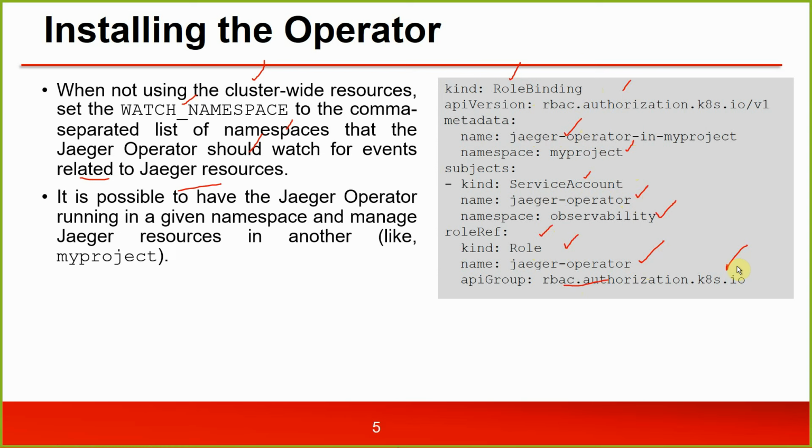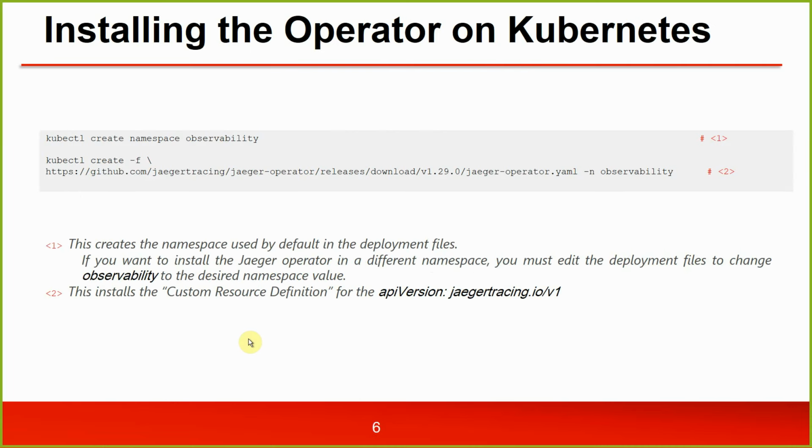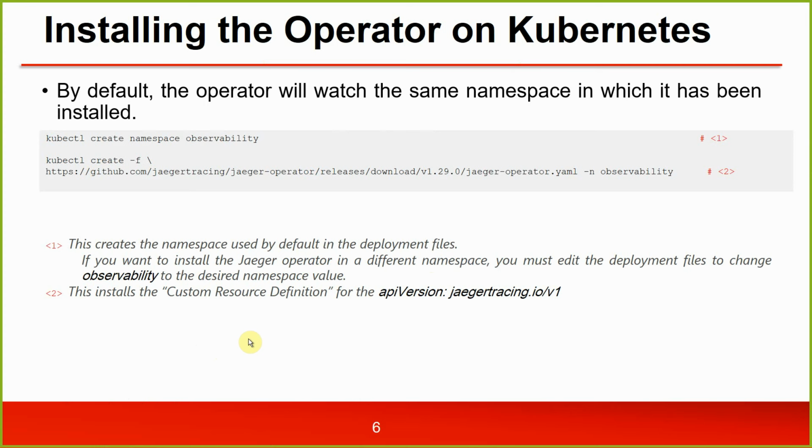It is possible to have the Jaeger operator running in a given namespace and manage Jaeger resources in any other, like myproject in this case. For that, we need to create a role binding as we have created here. Refer to this example given. For each namespace, the operator should watch for the resources. This is how we install it. By default, the operator will watch in the same namespace in which it has been installed.